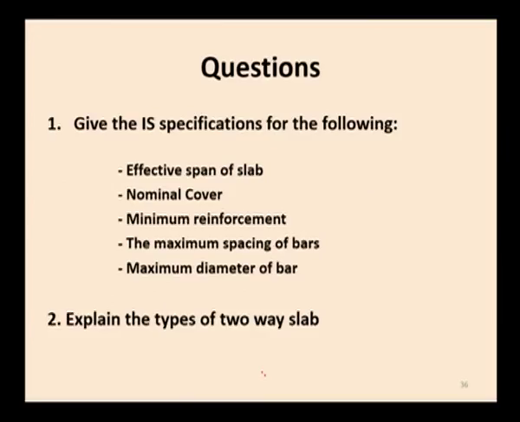In connection with this lecture, the following questions may be asked. Explain the IS code provisions for finding the effective span of the slab, the nominal cover for the slab, the minimum reinforcement to be used in the case of a slab, the maximum spacing of the bar which should be used in the slab, and the maximum diameter of the bar to be used in the case of a slab. And we can also know how to differentiate between a two-way simply supported slab and a two-way restrained slab, along with the behavior and the locations.